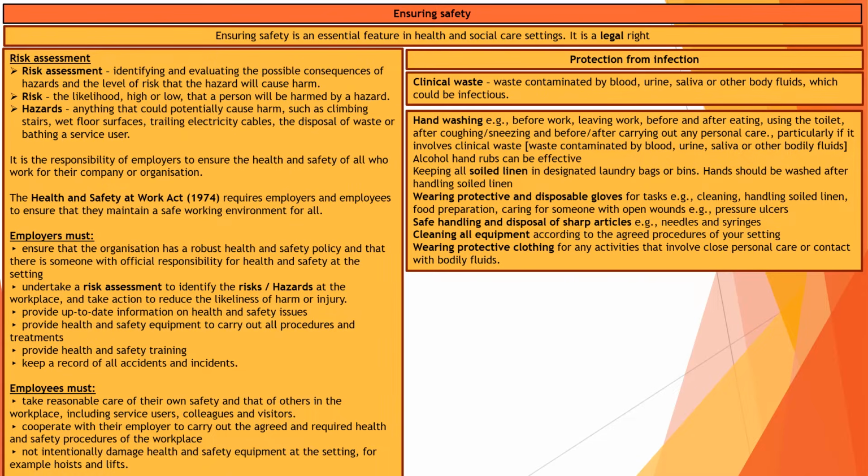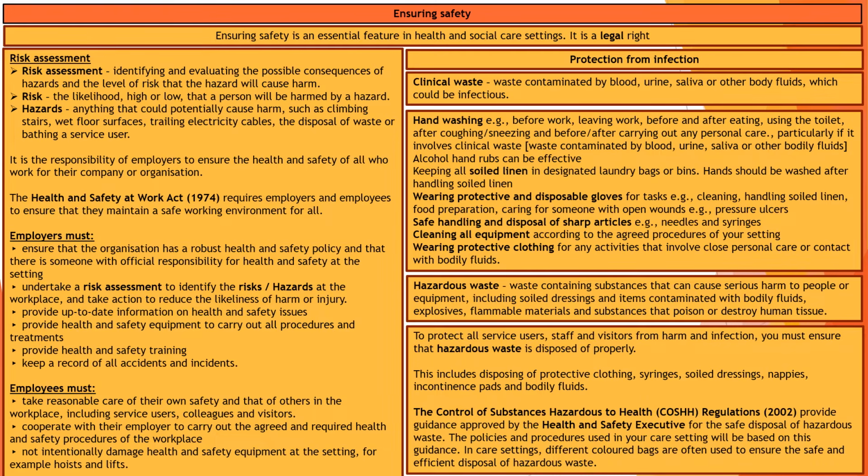Hazardous waste, on the other hand, consists of substances which are slightly more harmful. So this could be equipment, this could be soiled dressings, this could be flammable or explosive materials that people may handle. It could be poisons, it could be corrosive. So it's anything which could harm someone. And it isn't necessarily just medical waste, but could be chemicals or a piece of equipment that people use.